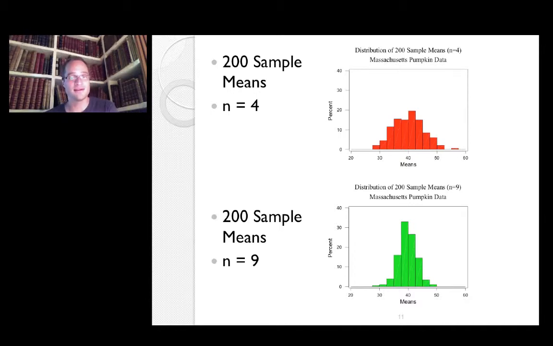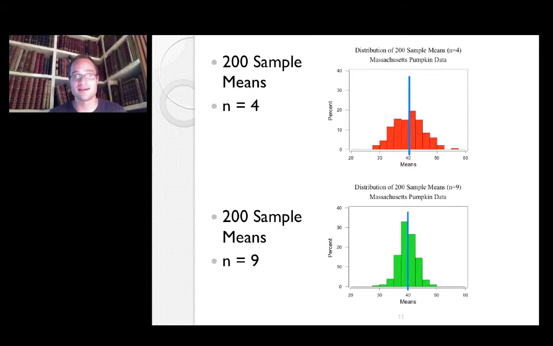In the green graph, it's the same thing, 200 samples, 200 x bars, but those x bars are taken from samples of size 9. So each time we have an x bar, it's 9 pumpkins on the scale, divided by 9. What you can see is that these two distributions are centered around the same area, around 40 pounds, which is probably close to the population mean. But the variability in the red graph is more than the variability in the green graph.